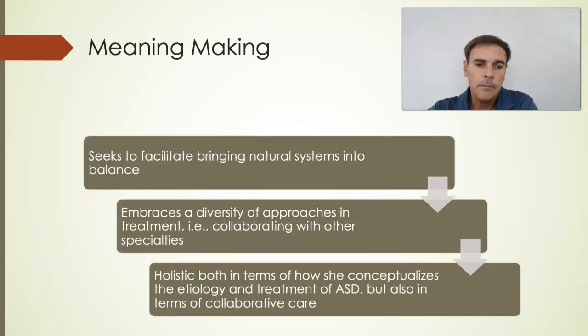And then how she derived meaning making. What does this mean, basically, to be a naturopathic practitioner? It seeks to facilitate bringing natural systems into balance, embraces a diversity of approaches and treatments, such as collaborating with other specialties, and it's very holistic, both in terms of how she conceptualizes the etiology and treatment of autism, but also in terms of collaborative care.